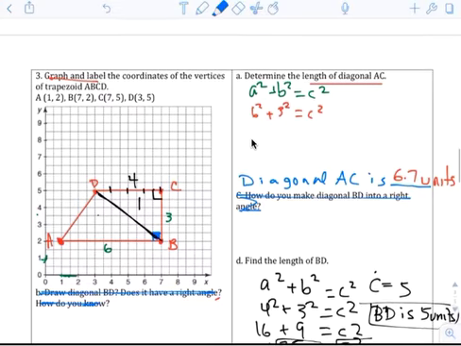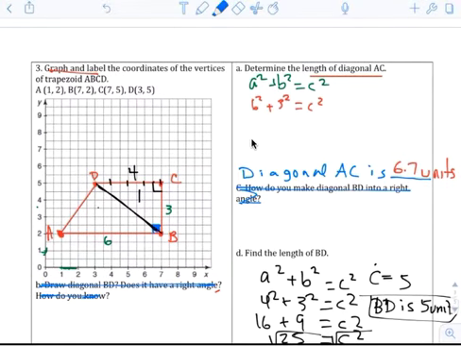Number 3, graph and label the coordinates. Determine the length of diagonal AC. Okay. And you do a squared plus b squared equals c squared. Do this piece, and then you'll get your answer. Make sure you finish.